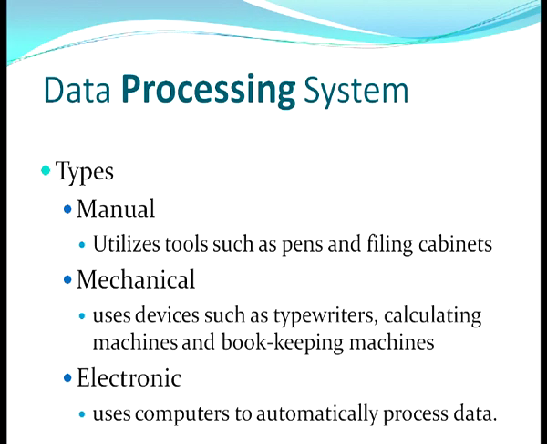The data processing system can be of various types: manual, which utilizes tools such as pens and cabinets; mechanical, which uses devices such as typewriters, calculating machines and bookkeeping machines; and electronic, which uses computers to automatically process the data. And we all know that we are more and more moving towards computerized data processing these days.